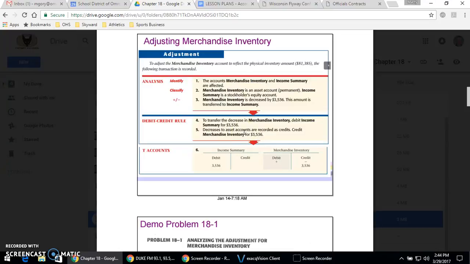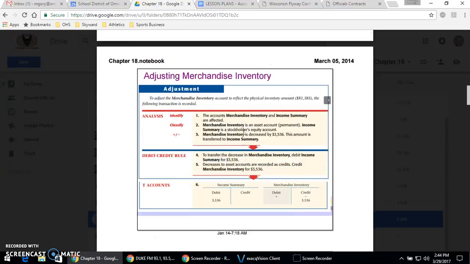So we adjust merchandise inventory. Here's what we're looking at. We have a merchandise inventory account that's going to reflect the physical inventory amount of $81,385. The following transaction is going to be recorded because not only do we have to analyze and record this adjustment in a 10-column worksheet, there's also going to have to be an adjustment. This is where income summary comes back into the picture, because income summary is our temporary holding account when we make our adjustments, as well as where we are going to put money as we determine our ending capital balance, which we will talk about later.